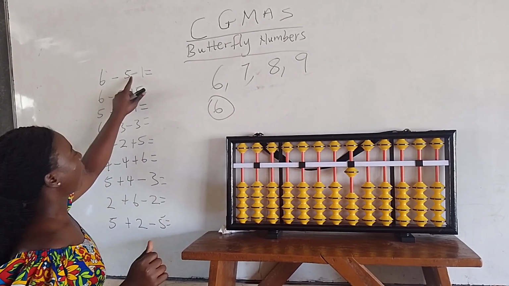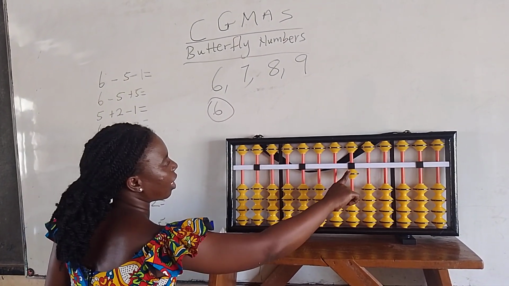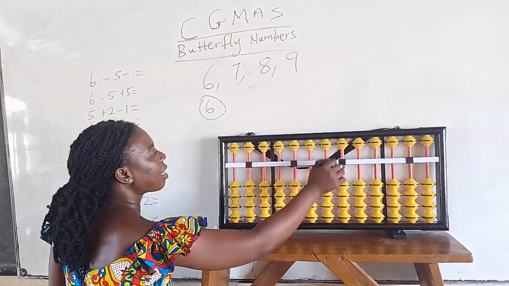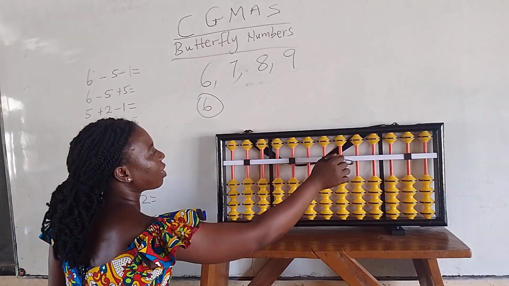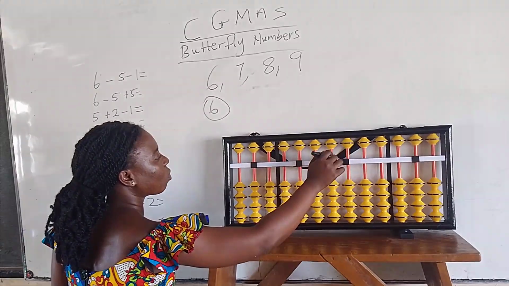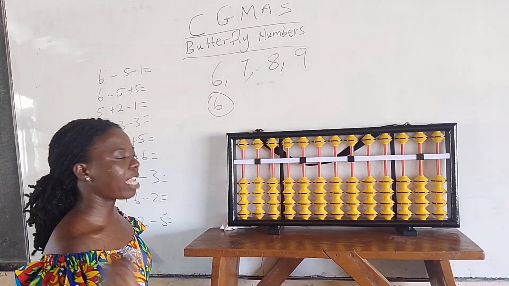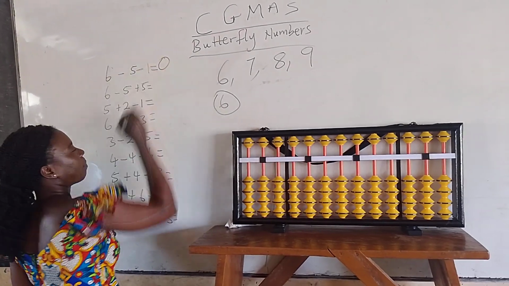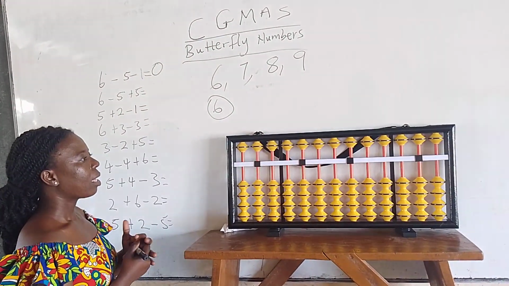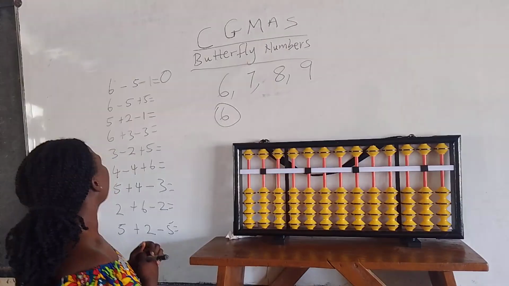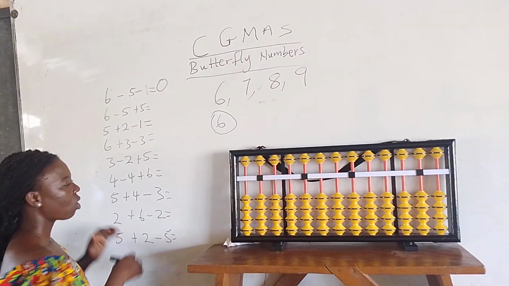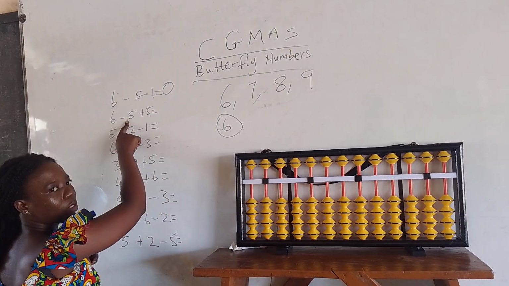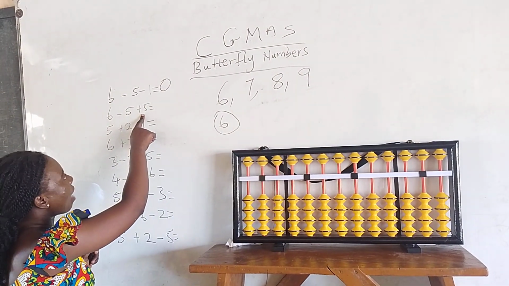Good. Then minus 1. Then we take it. What's the answer? So you see that there is nothing at the beam here. And whenever there is nothing to read, our answer is what? Your guess is as good as mine. 0. Good. Now, clear your tool and let's go back to the next question, which is 6 minus 5 plus 5.